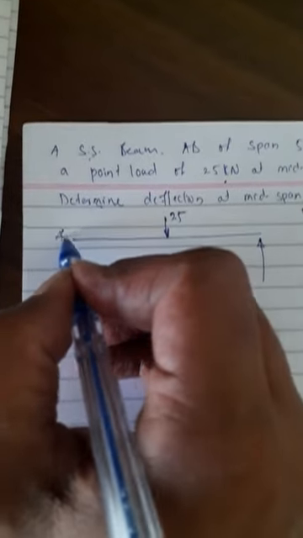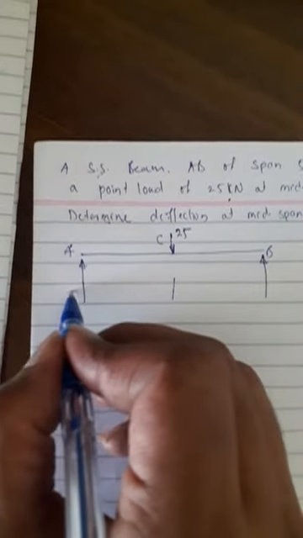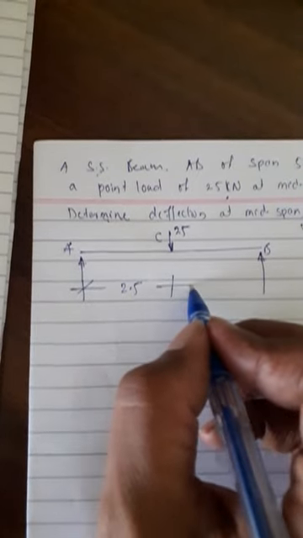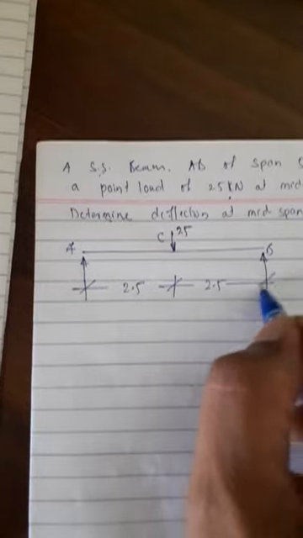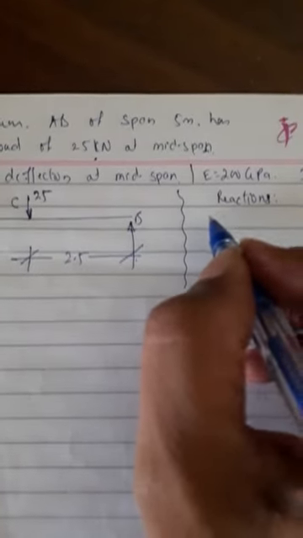Let this be the beam. Let A, B, C be the points. The distances are 2.5 and 2.5. So the first step will be finding reactions.